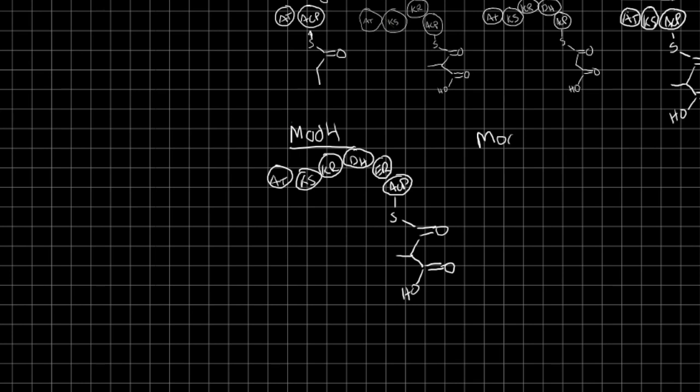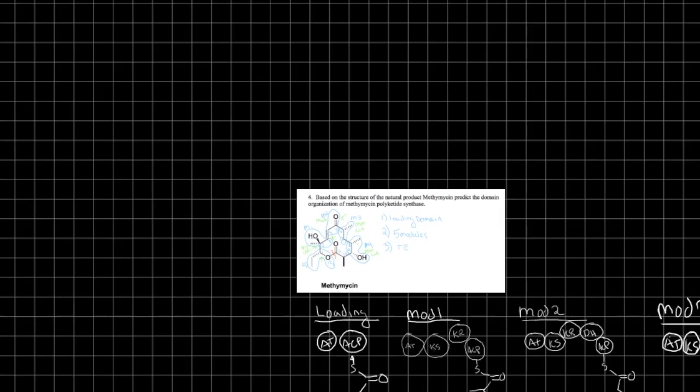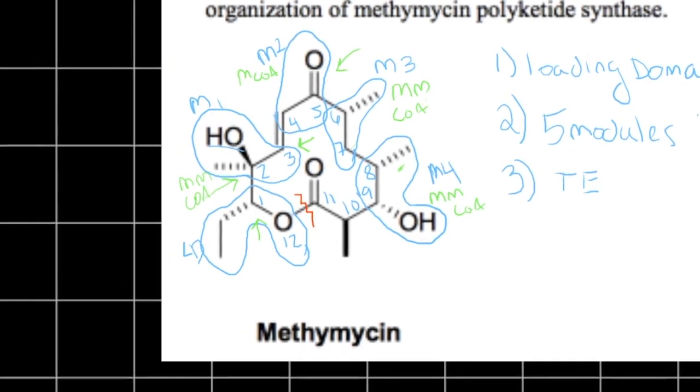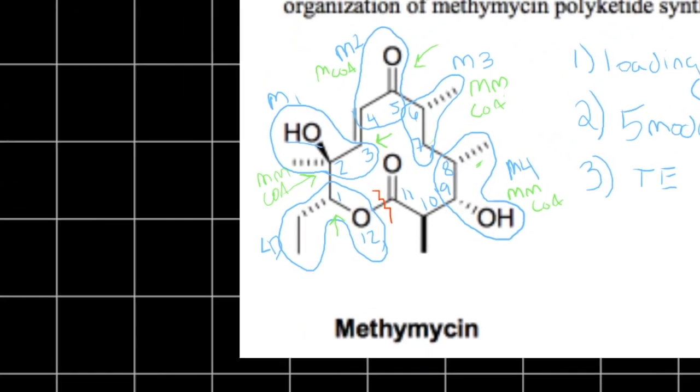So now we have module 5. This will be our last module for the thioesterase. And that's going to be your carbons 10 and 11. So let's go ahead and circle them for good measure. Make sure we have everything accounted for. Once again, the first thing we're going to note is that module 5 selects and loads for methylmalonyl-CoA. So you have another M-CoA.